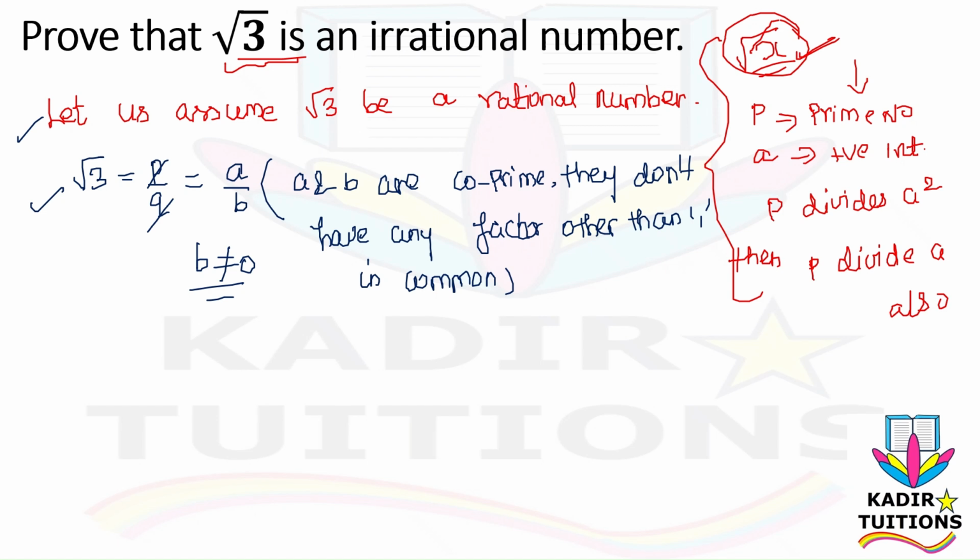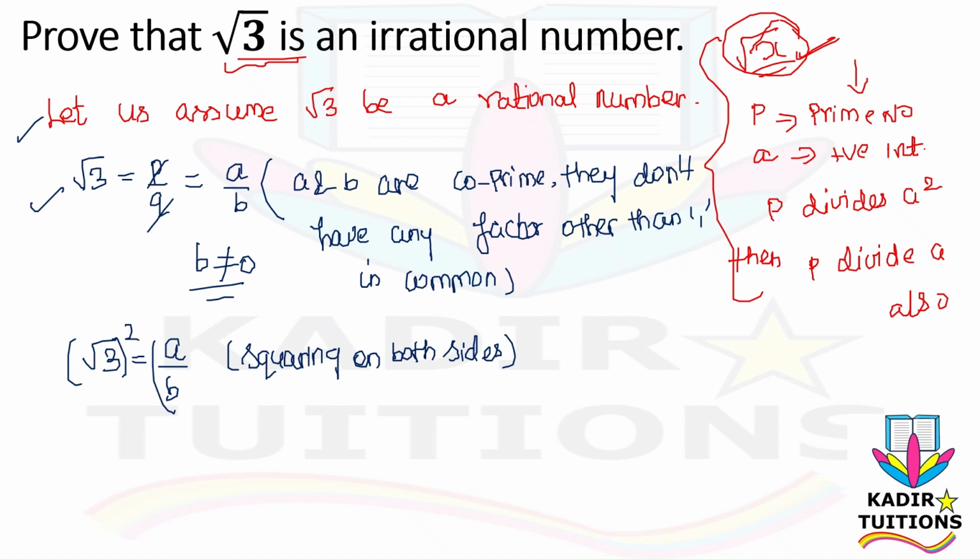Now our second step. What we have is root 3 equal to a by b. So what we need to do is square both sides of this equation. After squaring both sides, root 3 the whole square is 3, and a by b the whole square is a square by b square, right? So again we can move this b square to the other side. Can I write b square equal to a square by 3?